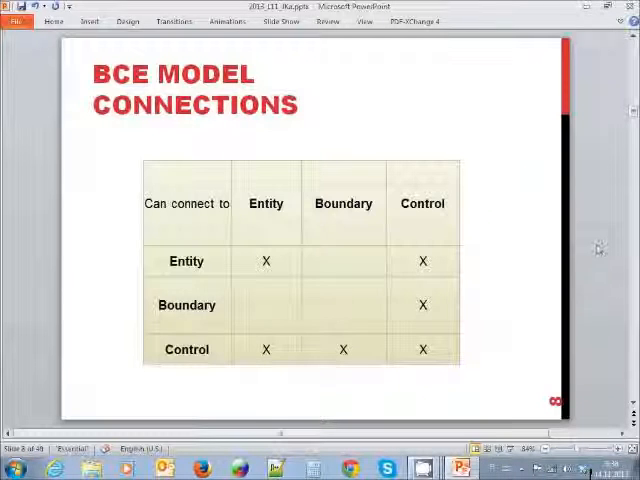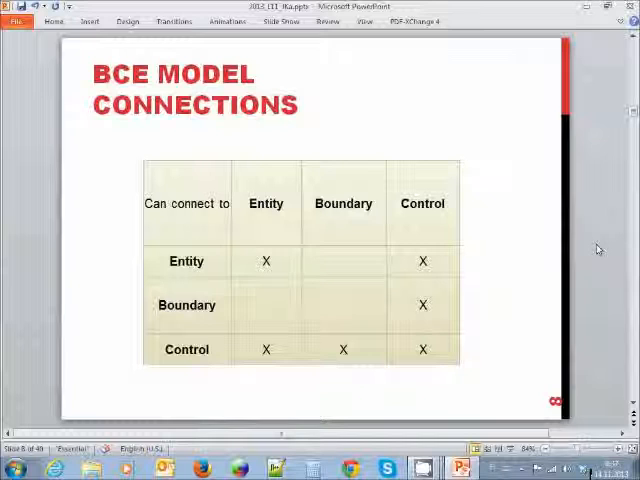And overall, there are a few easy things that should be remembered for the BCE model connections. Of course, every boundary is the entry point into the system, and the user interface has to be connected to something that actually does things. So basically, that means that a boundary can only contact control classes.